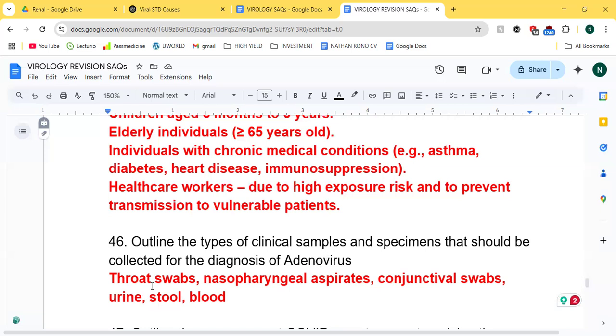Then why urine? I want you guys to tell me, why do we collect urine? What does it cause in children? What does adenovirus cause in children that makes us collect the urine? Very specific for children.